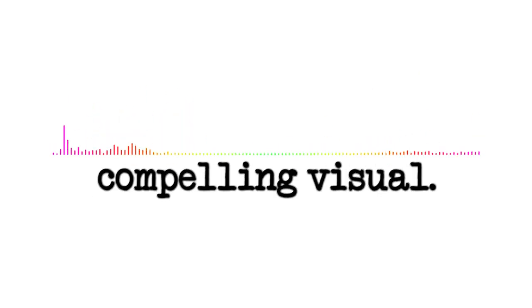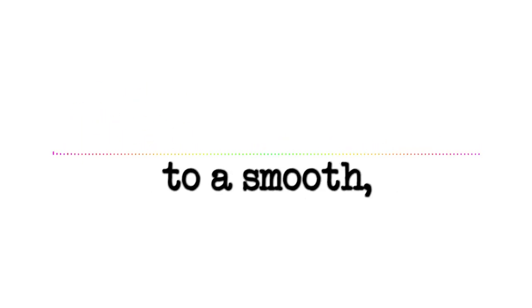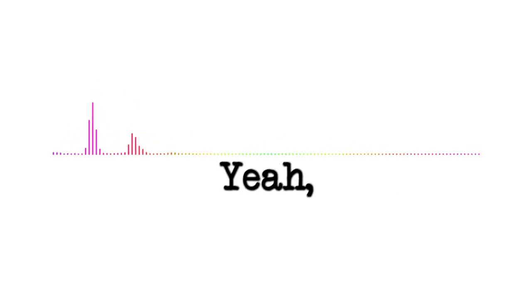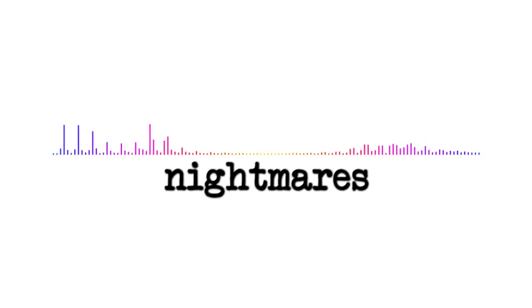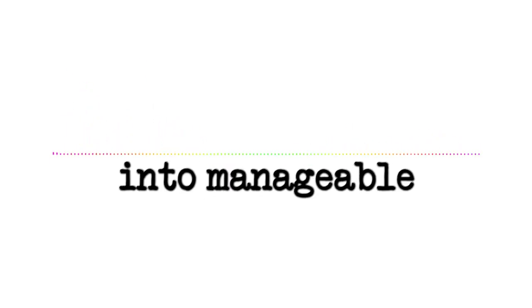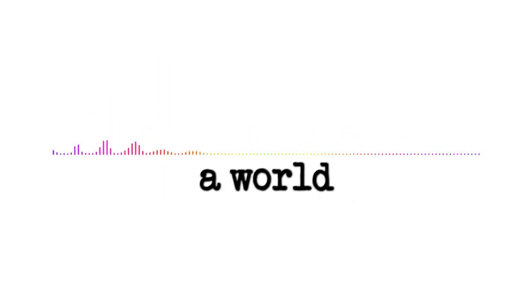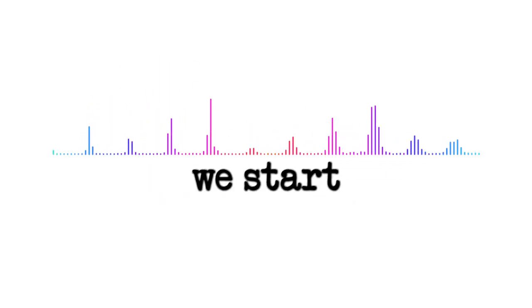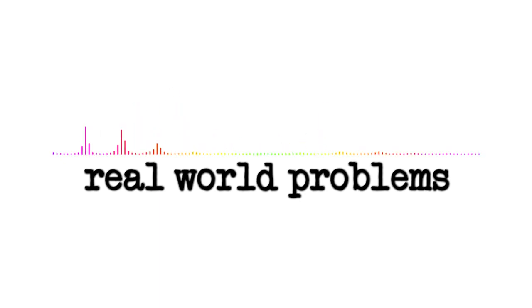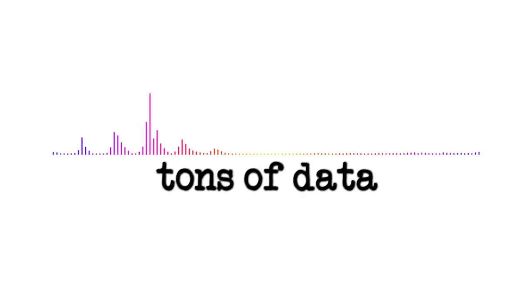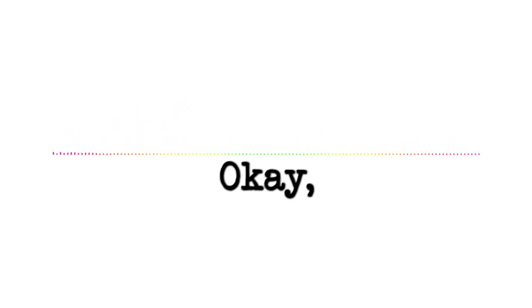That's a pretty compelling visual. So we've gone from a runaway train to a smooth, predictable journey. It sounds like dynamic programming is all about turning those exponential nightmares into manageable, linear problems. Exactly. And this simple optimization can make a world of difference, especially when we start tackling real-world problems that involve tons of data and complex calculations. Okay, this is all making sense.